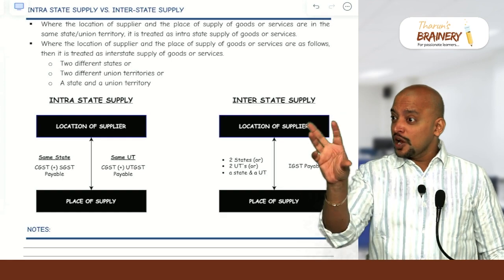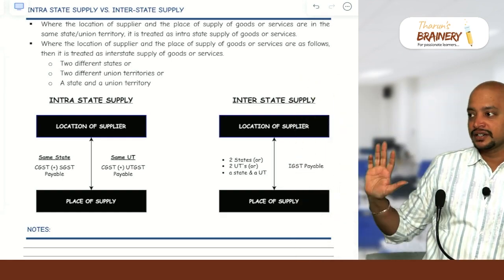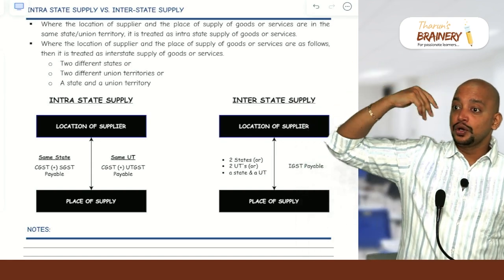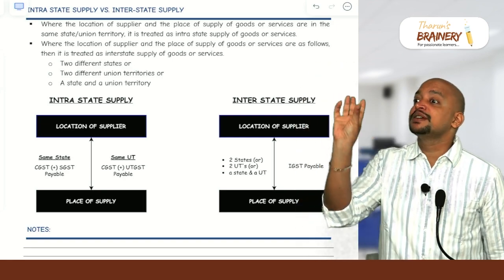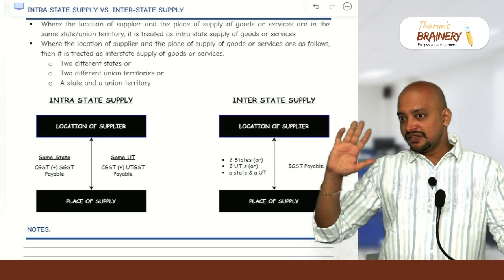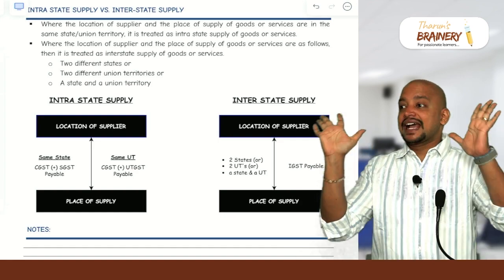So what is the meaning of this supply? We will be learning in the next chapter. The next chapter we will learn in detail, that will go for around some 6-7 classes, only knowing the meaning of supply. Got it? So that's a very big definition which we will be seeing later. But right now try to understand supply is a taxable event.